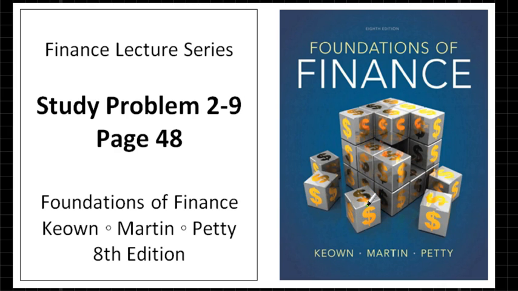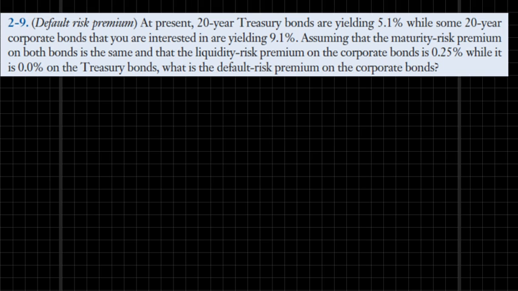Hello. In this business finance lecture, let's go over study problem 2-9 on page 48 from the 8th edition of our textbook. Here's a view of the problem. We are given that a 20-year treasury bond has a nominal interest rate of 5.1%, while some other 20-year corporate bond is currently yielding 9.1%. That would be the nominal interest rate for that corporate bond.